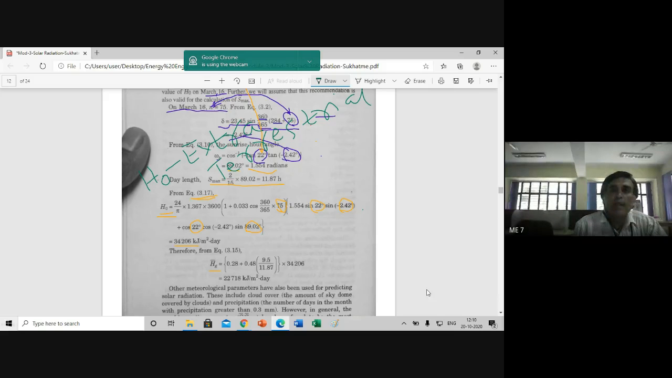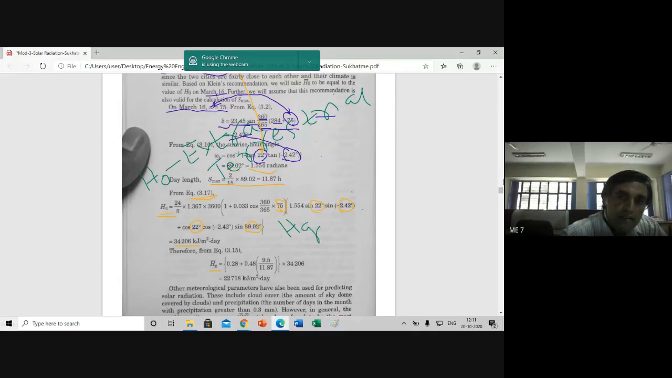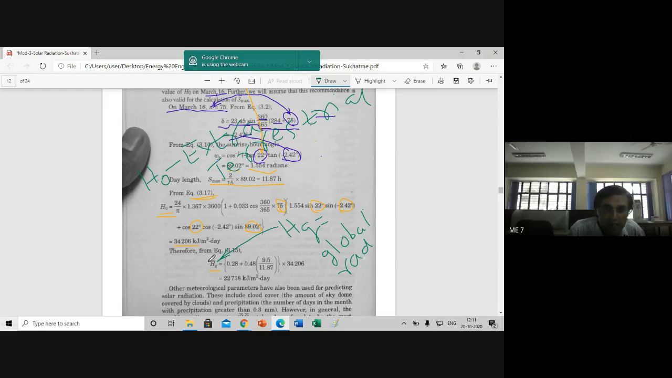Extraterrestrial. Hg is global radiation. We have to calculate the Hg value. It is an average, so since it is an average, H bar is there. So use this equation. You can calculate the value.